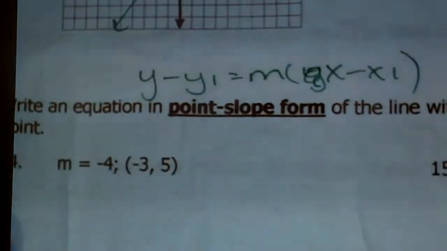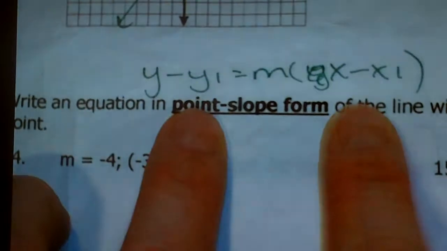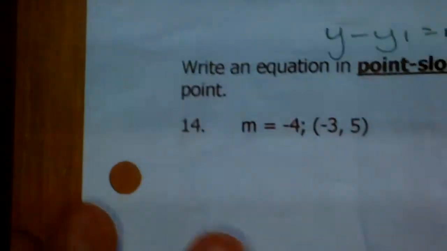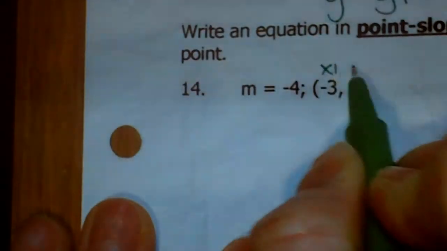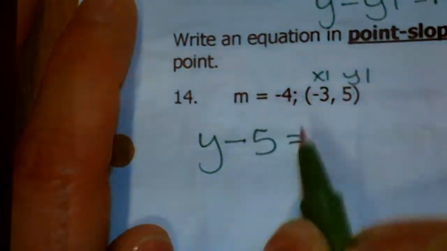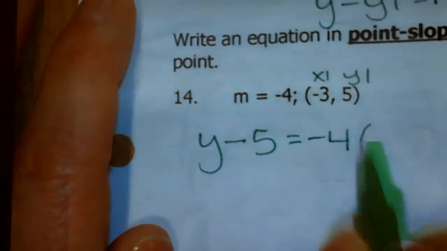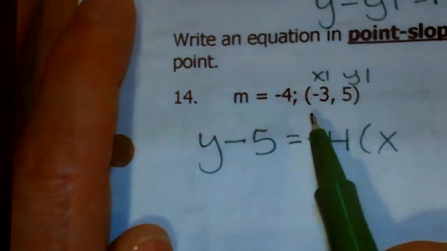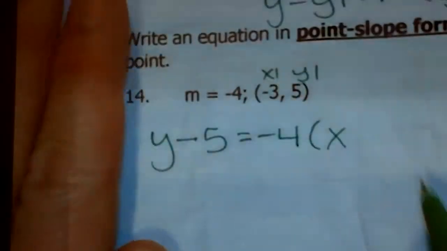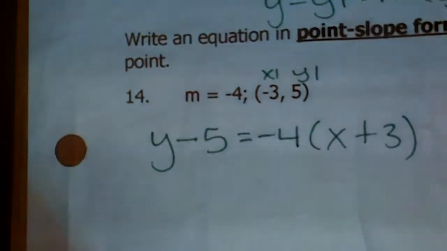So if I ask you for point-slope form, this is the form I'm looking for. To write an equation, I give you m and I give you x1 and y1. So all you're doing is saying, okay, y minus y1, which is 5, equals the slope times x minus x1. So right here it would be x minus negative 3, and x minus negative 3 ends up being x plus 3. We're done with that because I asked you for point-slope form.